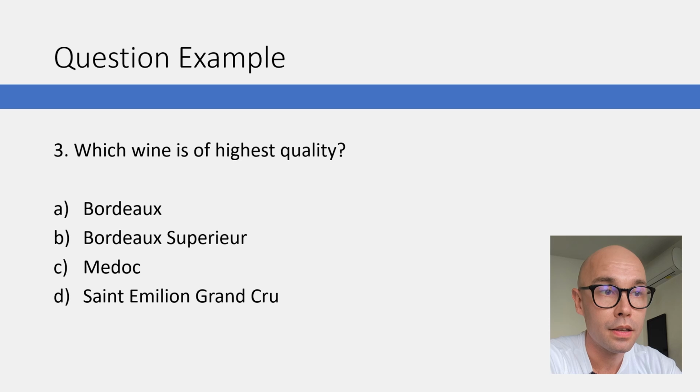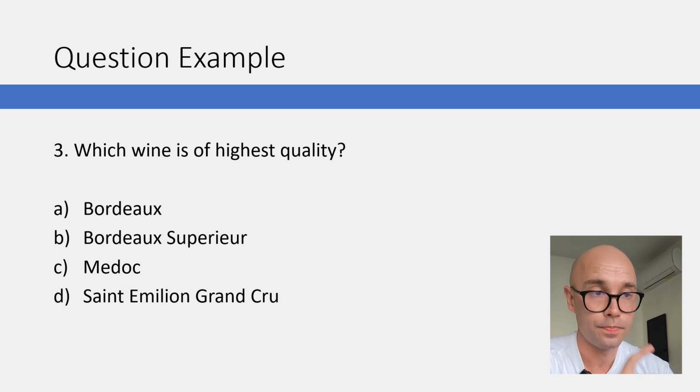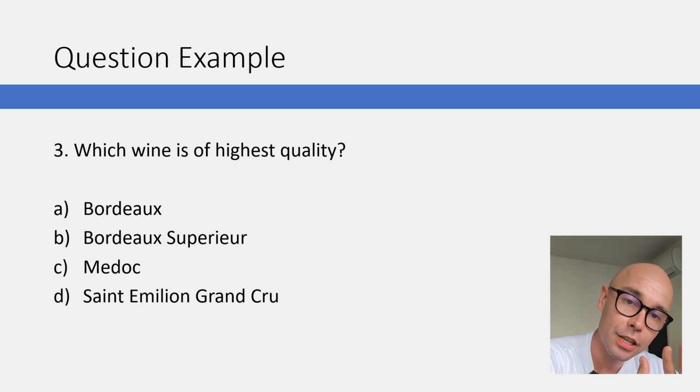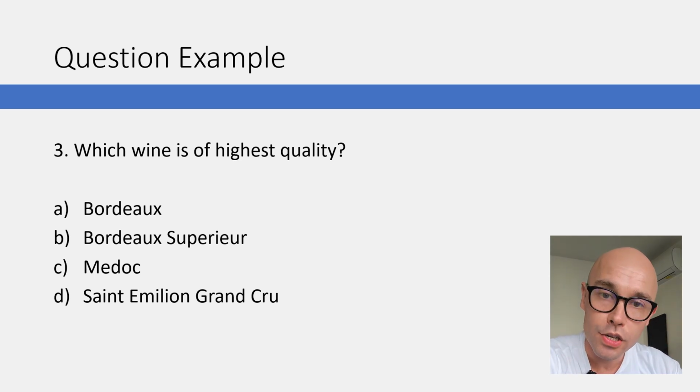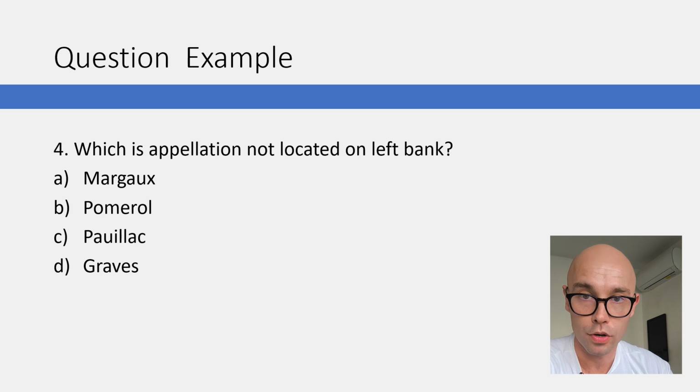Which wine is of highest quality based on the labeling? Bordeaux, Bordeaux Supérieur, Médoc, Saint-Emilion Grand Cru. The correct answer is D, Saint-Emilion Grand Cru. I know this is a little bit of a tricky question. You can also get a very good wine from Médoc, but usually a Saint-Emilion Grand Cru appellation should be higher quality than Médoc.